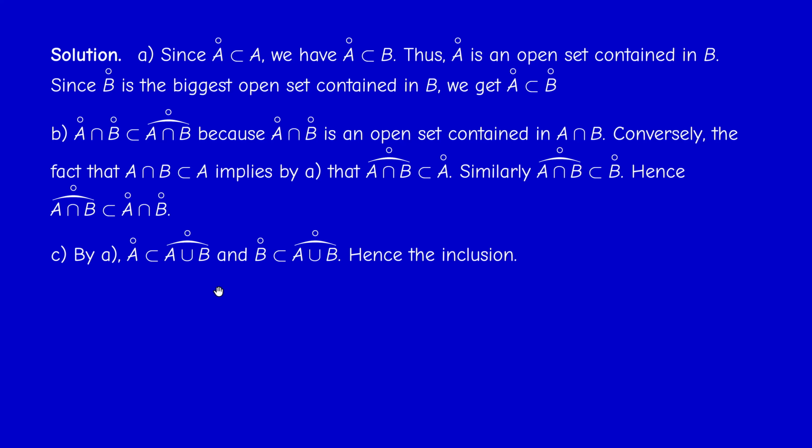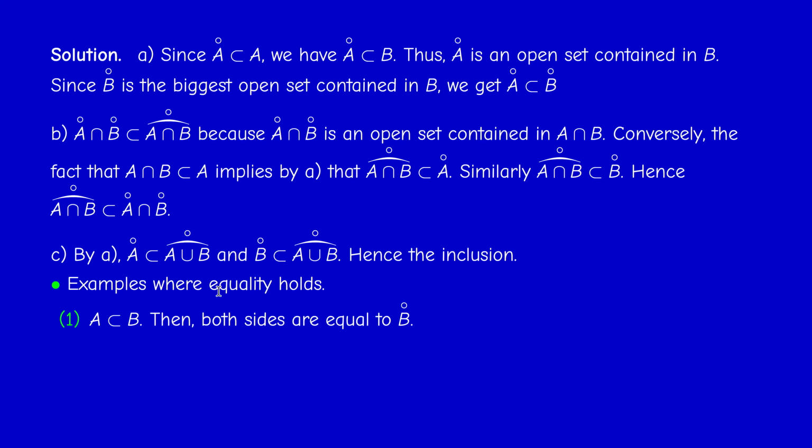Okay, so examples where equality holds can be very easy to find because it's just enough to take a trivial case. So for example, if one of them contains the other, if B contains A, then what happens? Then A union B is just B because it's the biggest. Okay, so the interior of A union B is just B circle, and A circle union B circle is B circle as well because A circle is contained in B circle.